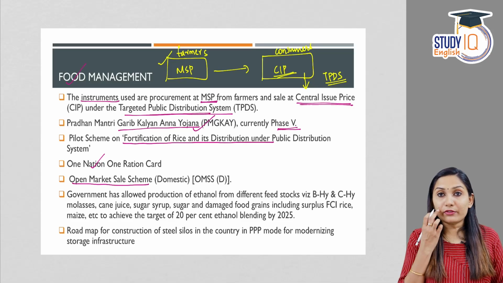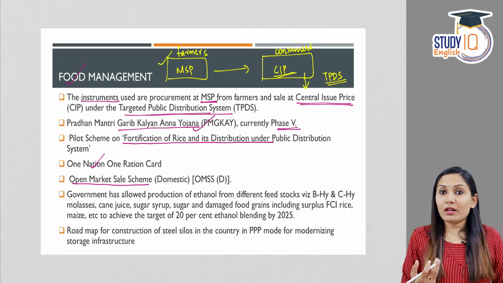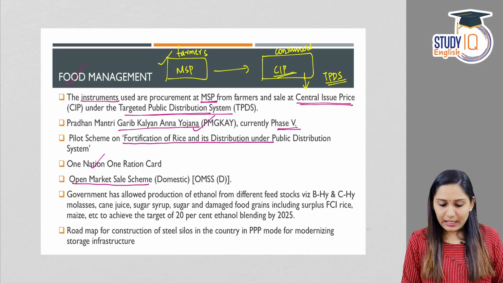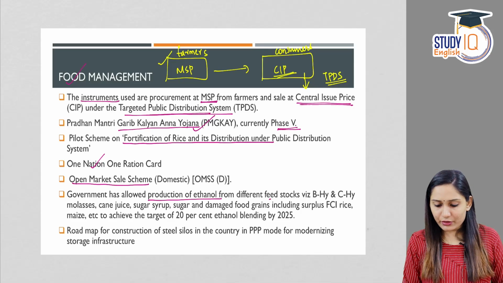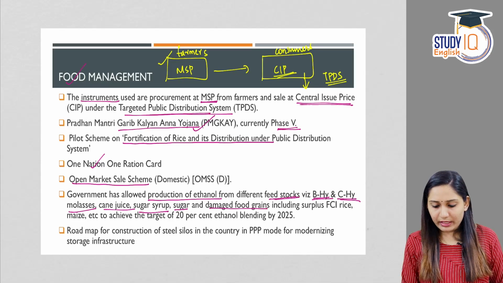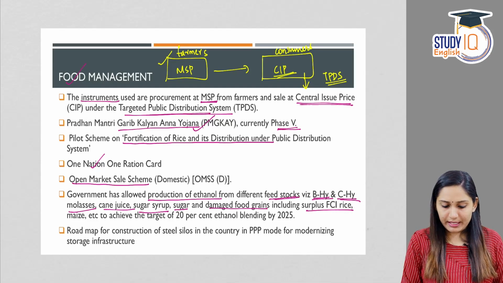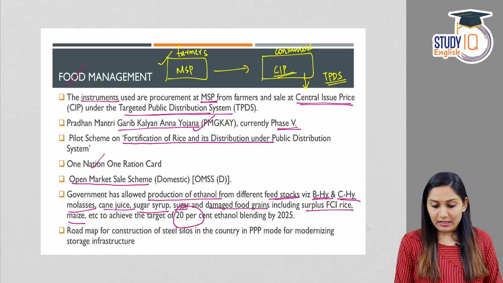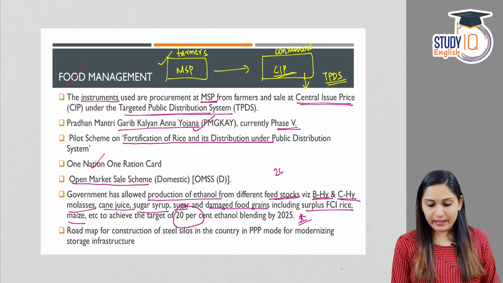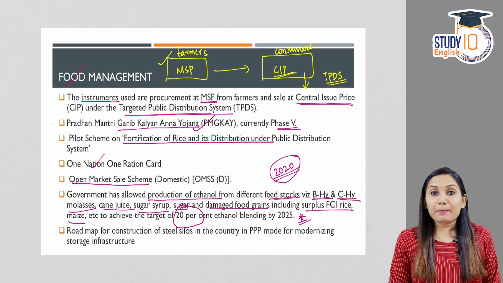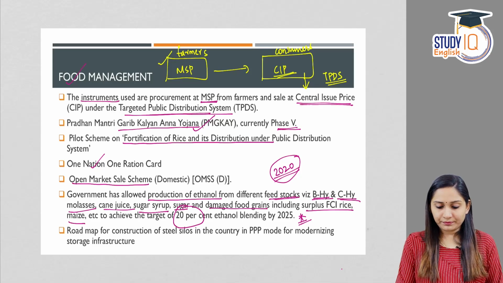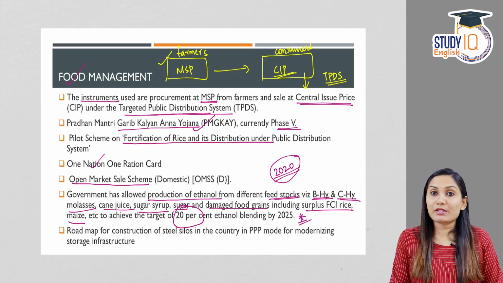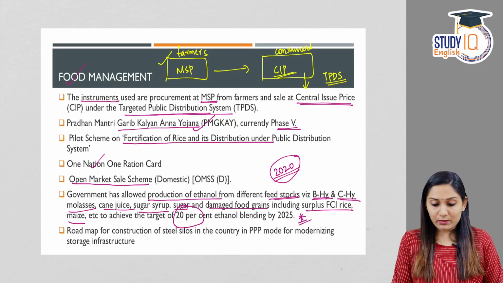That is for sale of commodities in the open market and thereby ensure better price realization. Government has allowed production of ethanol from different feedstocks like BHY, CHY, molasses, cane juice, sugar syrup, sugar, damaged food grains including surplus of FCI rice, maize, etc. to achieve the target of 20% of ethanol blending by 2025. This target is again very important, and this was a question in the 2020 prelims examination. So the target of the government is 20% of ethanol blending by 2025.